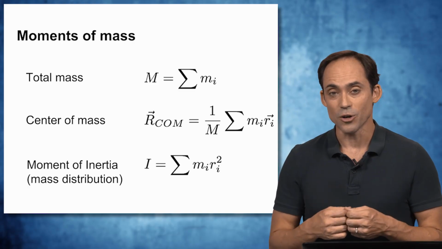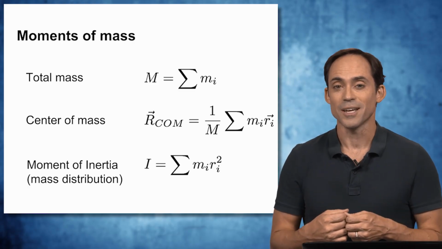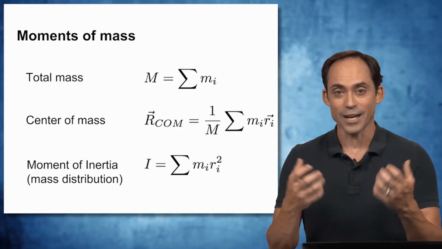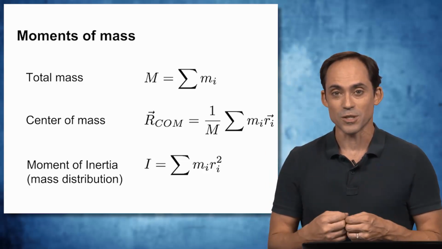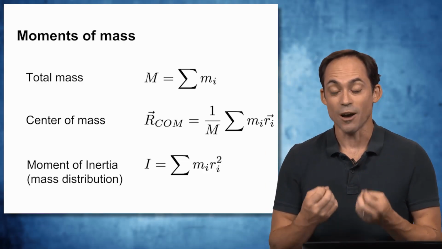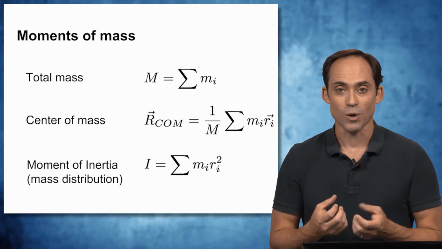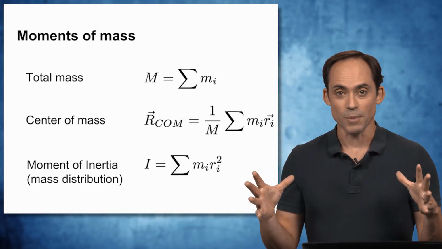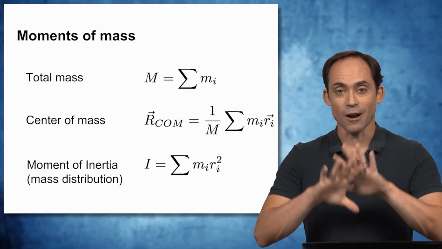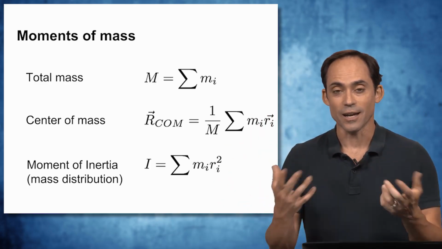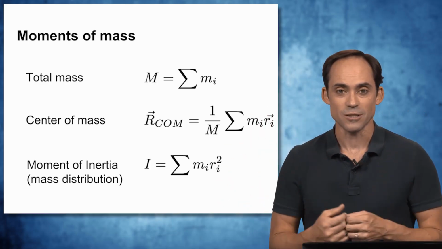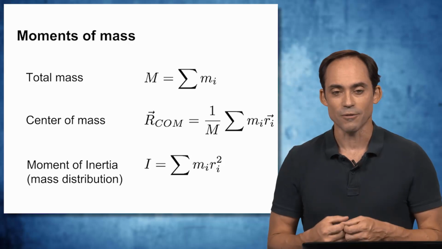Now we're seeing another moment of mass, and moments are these sort of adding up multiple scales of position squared. This moment of mass, or moment of inertia, describes the broader distribution of mass in space, because it depends on r squared. And again, it's related to how much resistance there is to rotate an object given a force.